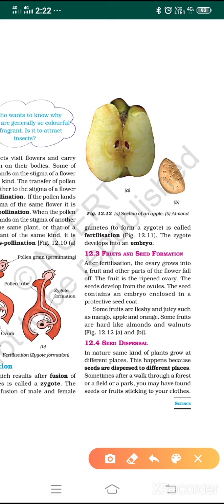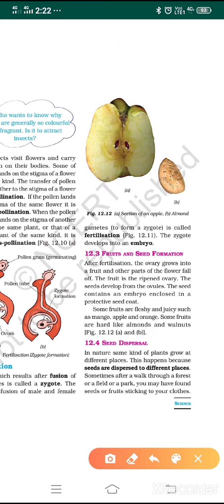Whereas some fruits are very hard, such as almonds and walnuts. Here you can see Figure 12.a, the section of an apple. This is a fleshy and juicy fruit. Whereas this almond seed is a hard seed.